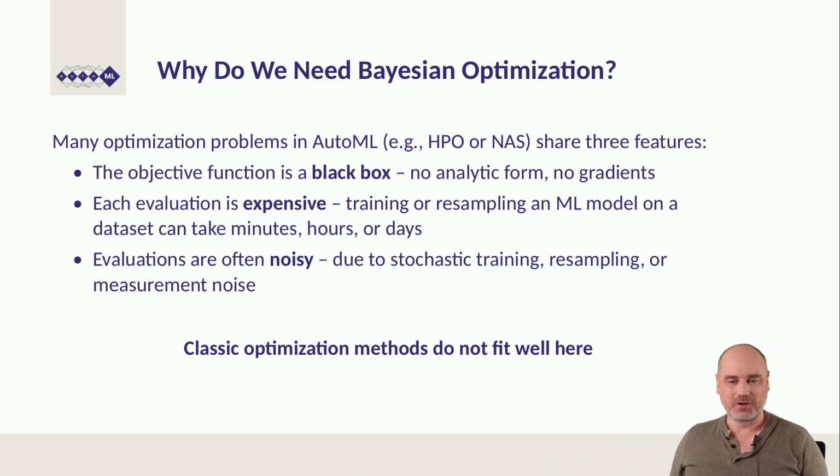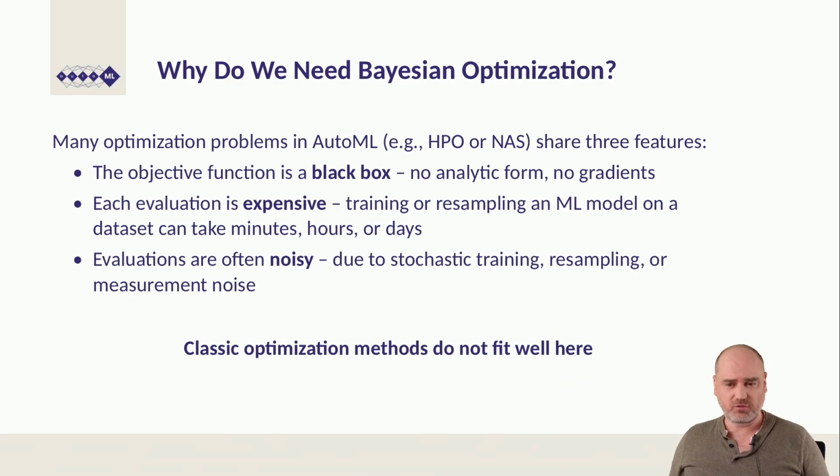Why has this become one of the most fundamental methods in AutoML and especially for hyperparameter optimization? So many optimization problems that we face in AutoML, especially hyperparameter optimization, but also to a certain extent neural architecture search, share three very common features. So the objective function is usually a black box, not always, but quite often. By that we mean it has no analytic form, and it's usually not possible for us to compute gradients. There are exceptions, but if we do a general AutoML approach where we optimize over different model classes, usually this is true.